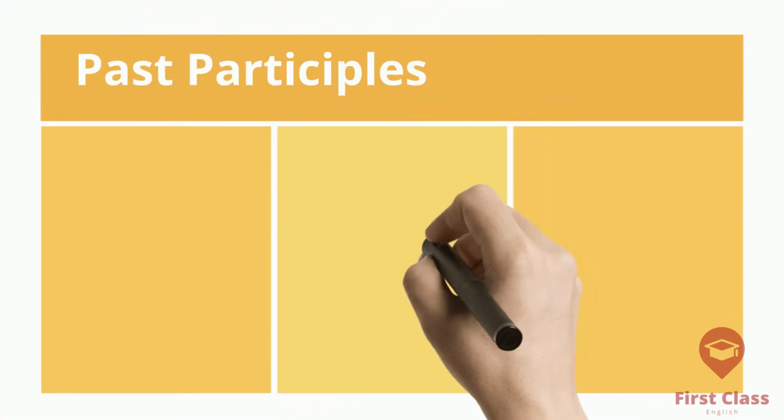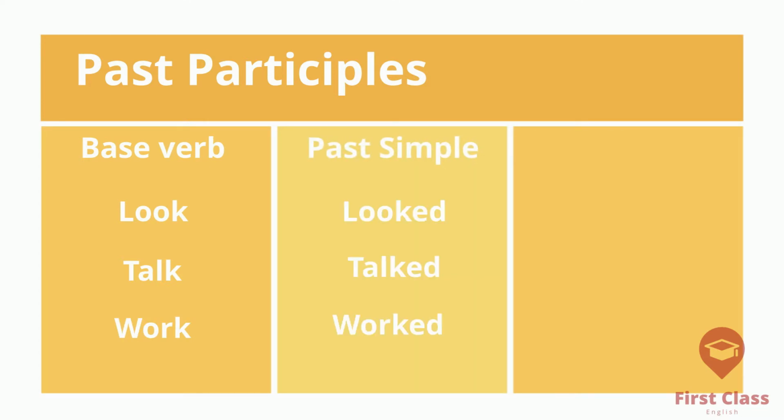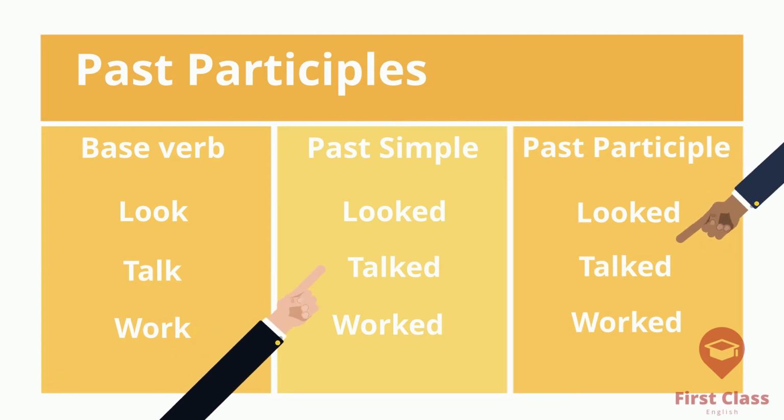But what is a past participle? All verbs have a base form. We change the spelling to put them in the past simple. The past participle is used to talk about past tense verbs that are used with the perfect tenses. The examples here are regular verbs, so their spellings happen to be the same.